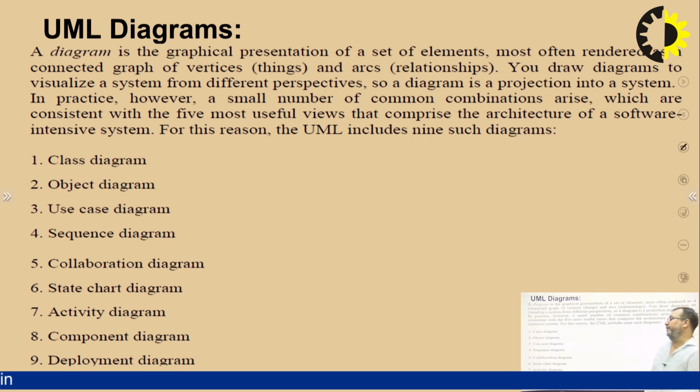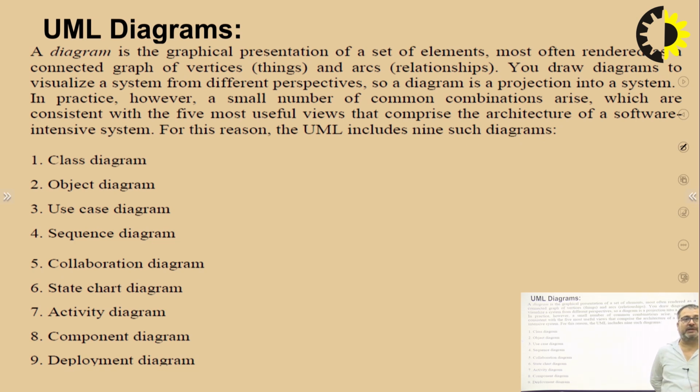For structural modeling, we must know the UML diagrams and what each diagram is used to represent. A diagram is the graphical presentation of a set of elements, most often rendered as a connected graph of vertices and arcs, that is, relationships. Vertices or points are basically the things. You draw a diagram to visualize a system from a different perspective. So a diagram is a projection into a system.